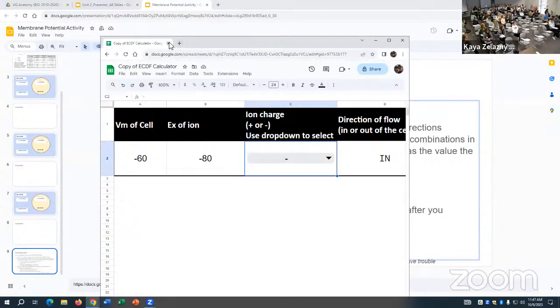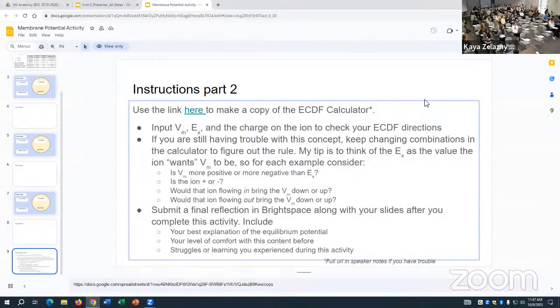If you're still having trouble with the concept of the electrochemical driving force and its direction, I want you to run through as many examples using that calculator as you can until you figure out how it's working. Here are my tips for what you should be paying attention to as you do that: the things that make a difference for determining that force, as well as the rules we went over in our last unit.